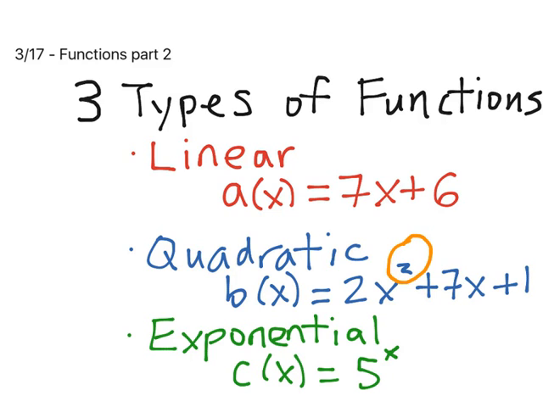Finally, for an exponential function, here's an example. C of x equals 5^x. The x is in the exponent right here. So how are quadratic and exponential functions different? In a quadratic function, the exponent is 2, and the x is down here. For an exponential function, the x is in the exponent.